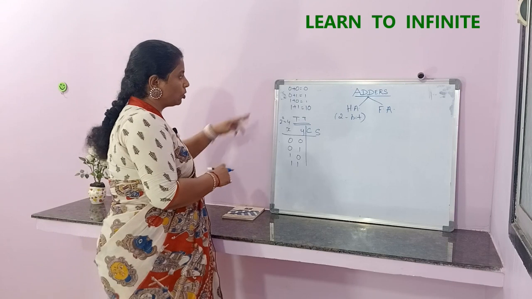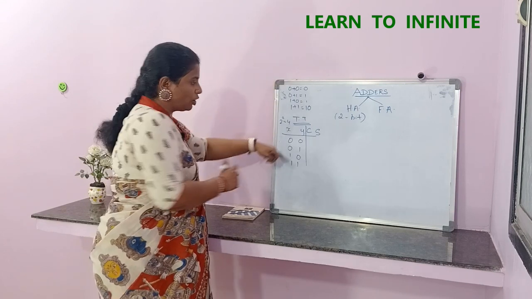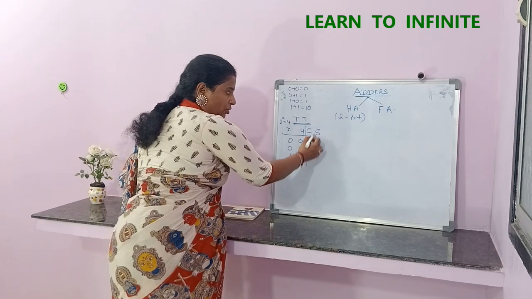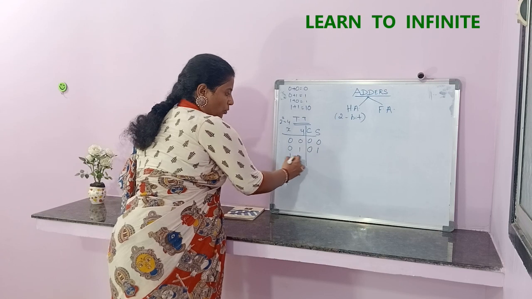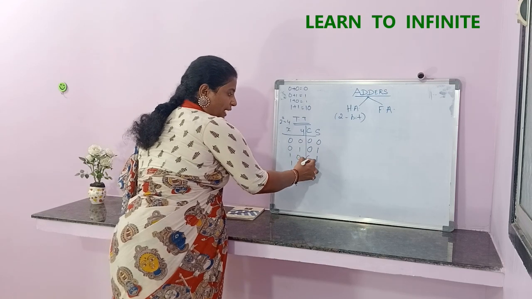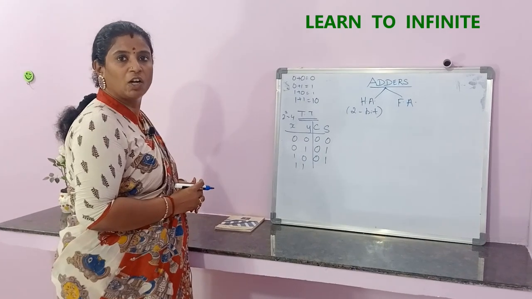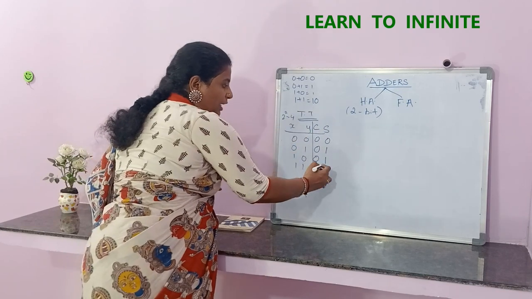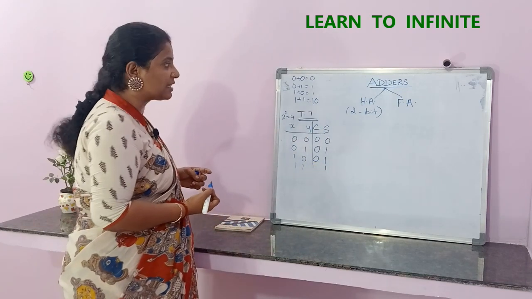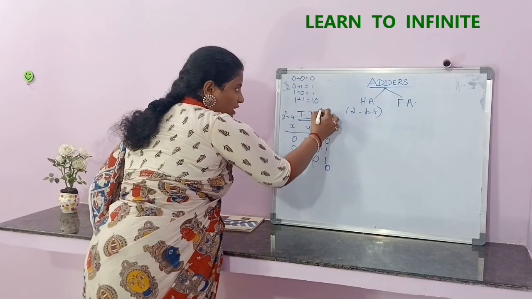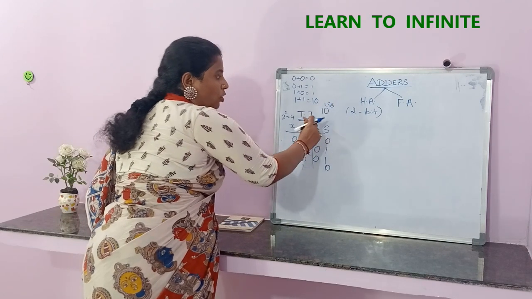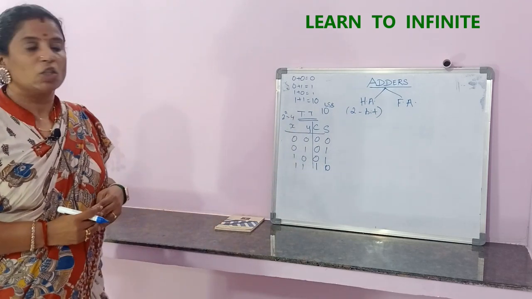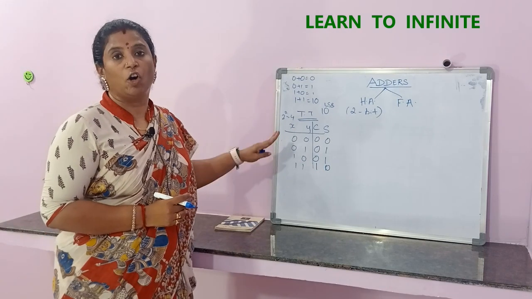When you are adding, follow these rules. 0 plus 0, your answer is 0 and you are not going to carry anything. 0 plus 1, the sum is 1 and the carry is 0. 1 plus 0, the sum is 1 and the carry is 0. 1 plus 1 is 1 0, so you write the LSB in your sum. LSB is the least significant bit. For 1 0, the LSB is 0 and 1 is the MSB, so 1 should come in the carry. This is the truth table for the half adder.